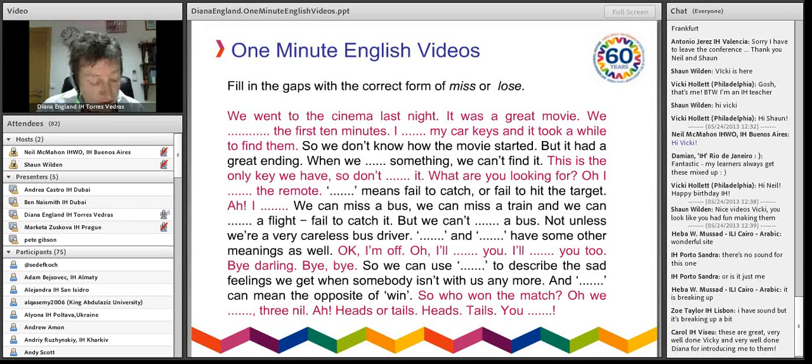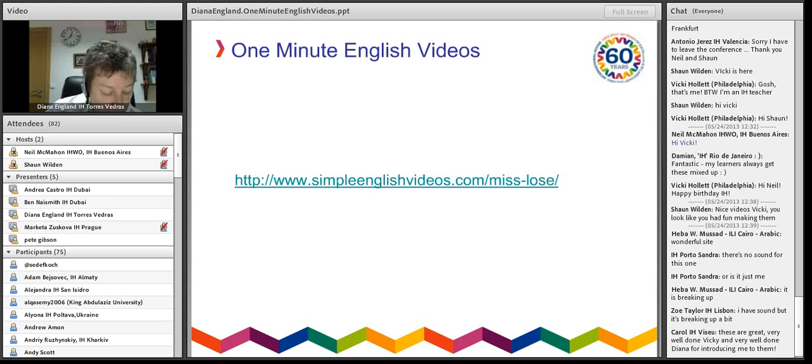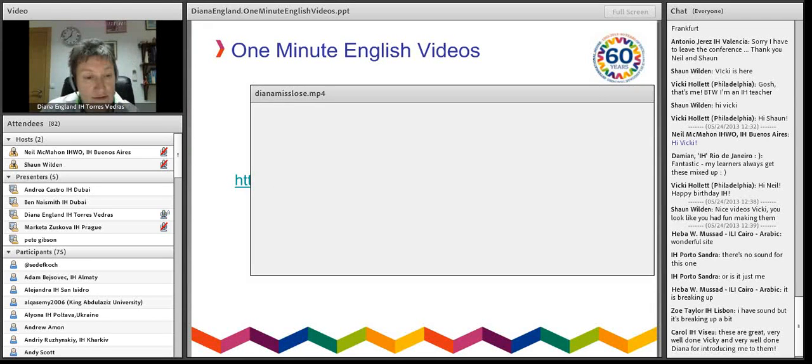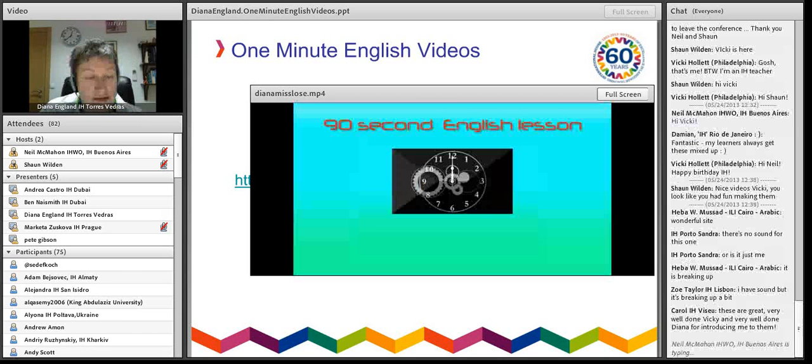Students read the transcript, which I've taken out, they read the gaps and fill in the gaps with the correct form of miss or lose. The pink is what the situation is, the black is the explanation by Vicky.